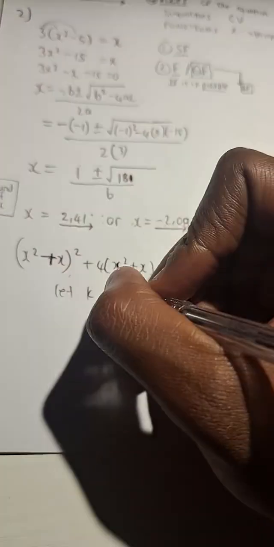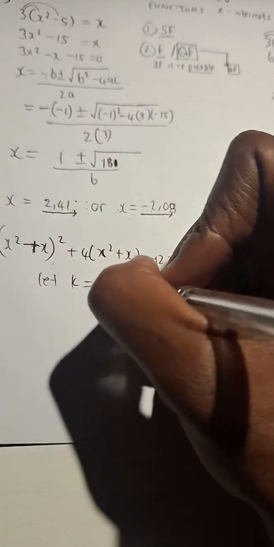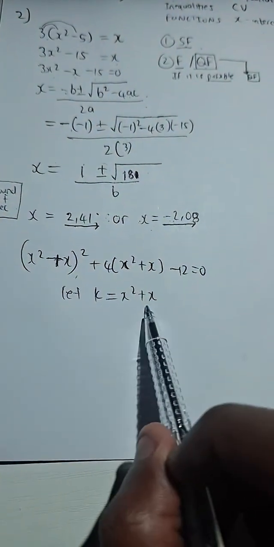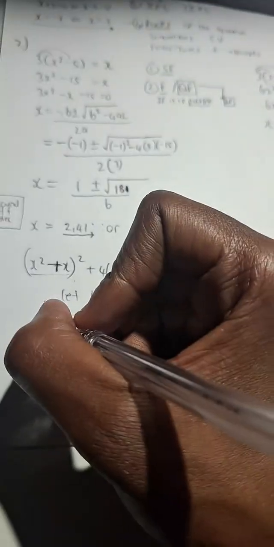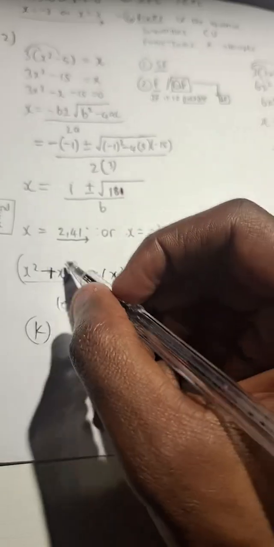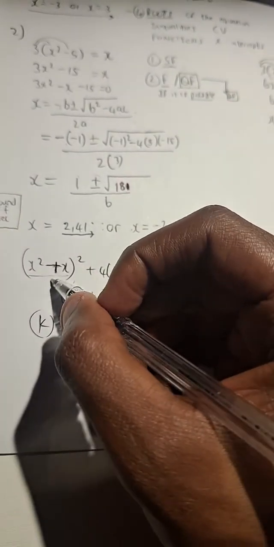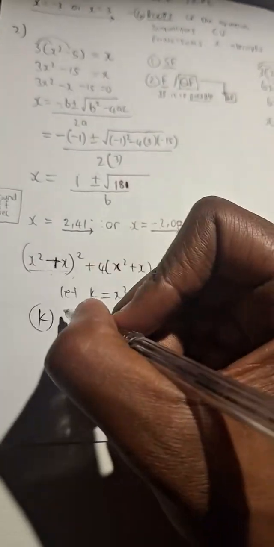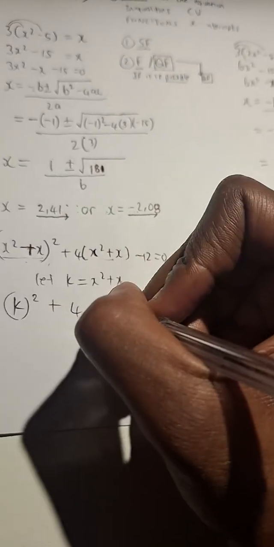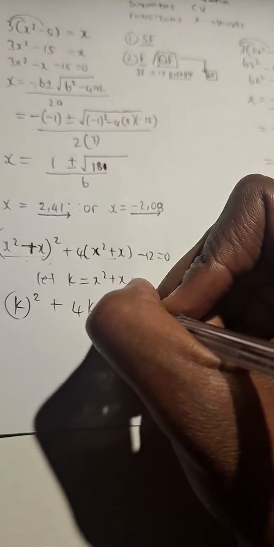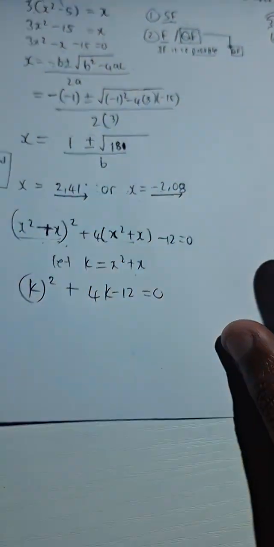So we let k be equal to what, guys? To x squared plus x. That's what we let k be. Then in the place of x squared plus x, we substitute who? K. What is outside this expression? When we substitute with k here, there's a squared, plus 4. In the place of x squared plus x, we substitute k, minus 12 is equal to 0.